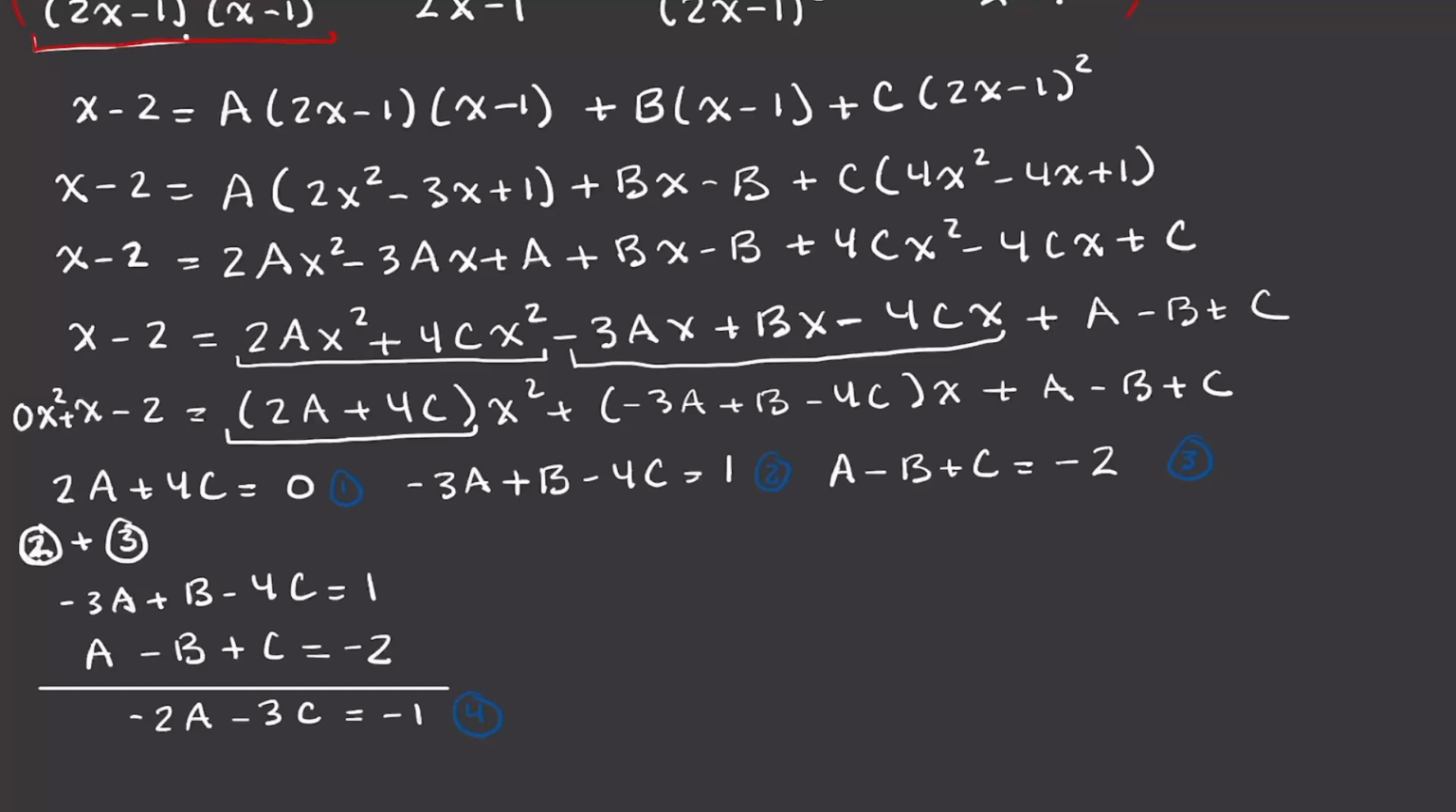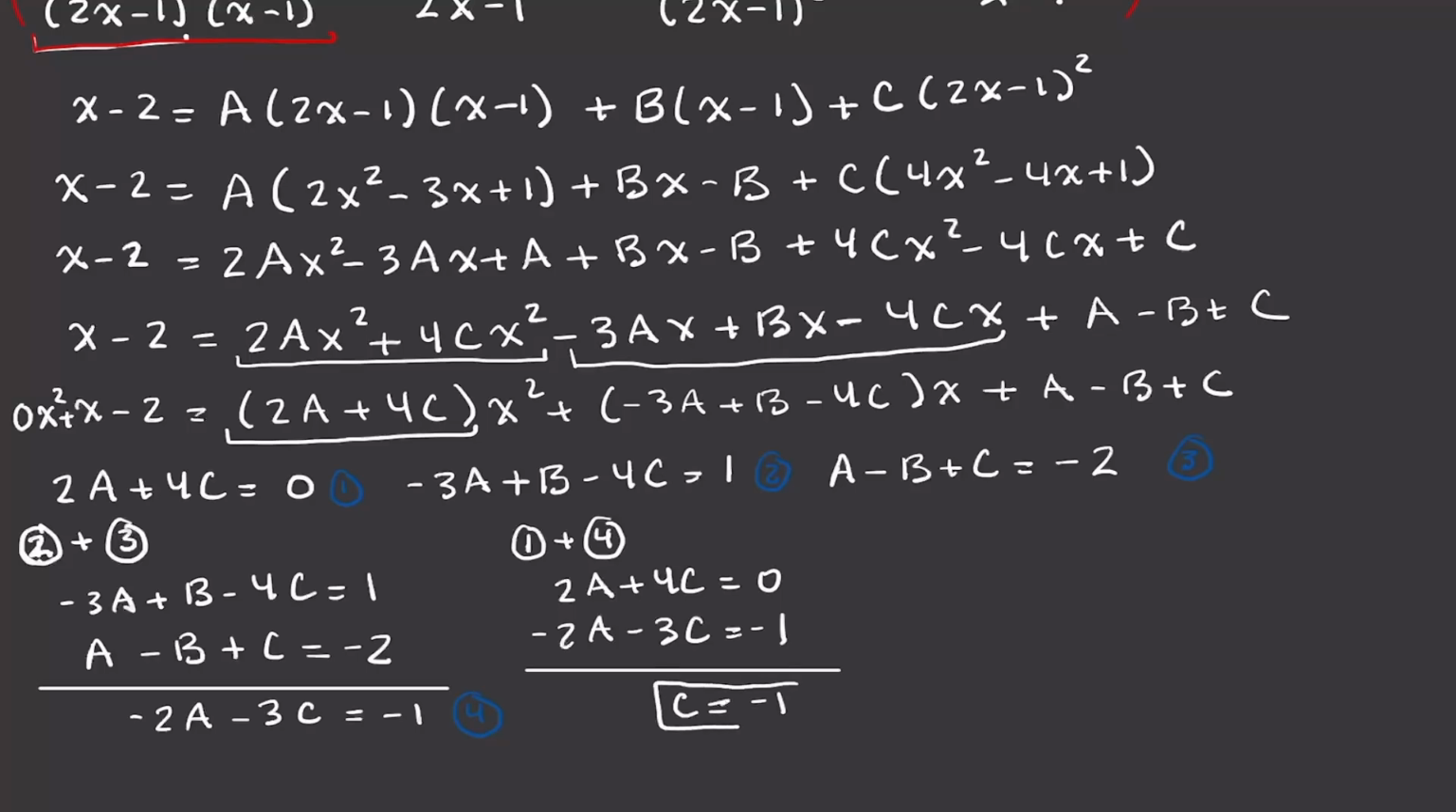Now notice that equation 4 contains the variables a and c, and equation 1 contains the variables a and c. So I will be taking equation 1 and adding equation 4 to it to eliminate my a variable. Here we have 2a plus 4c equal to 0, and negative 2a minus 3c equal to negative 1. Adding these together, my a's go away, and I'm left with c is equal to negative 1. So here I found my c value.